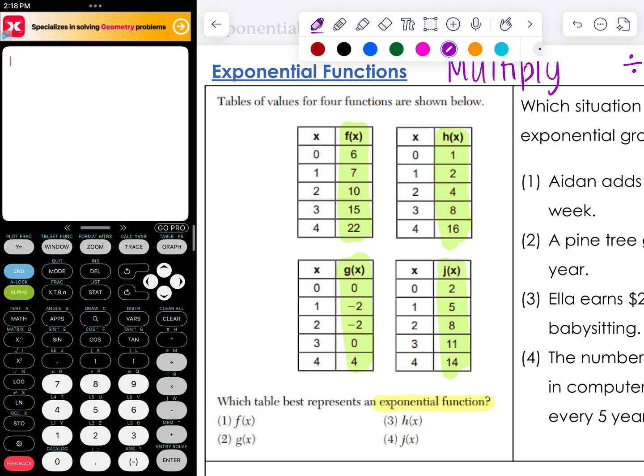To get from 6 to 7, from 7 to 10, from 10 to 15, from 15 to 22, we're not multiplying anything to get from those numbers. So choice 1 is out. If you look at g of x, which is underneath, to get from 0 to -2, we would be subtracting 2. But then -2 and -2, nothing's happening. And so for that reason, choice 2 is going to be out.